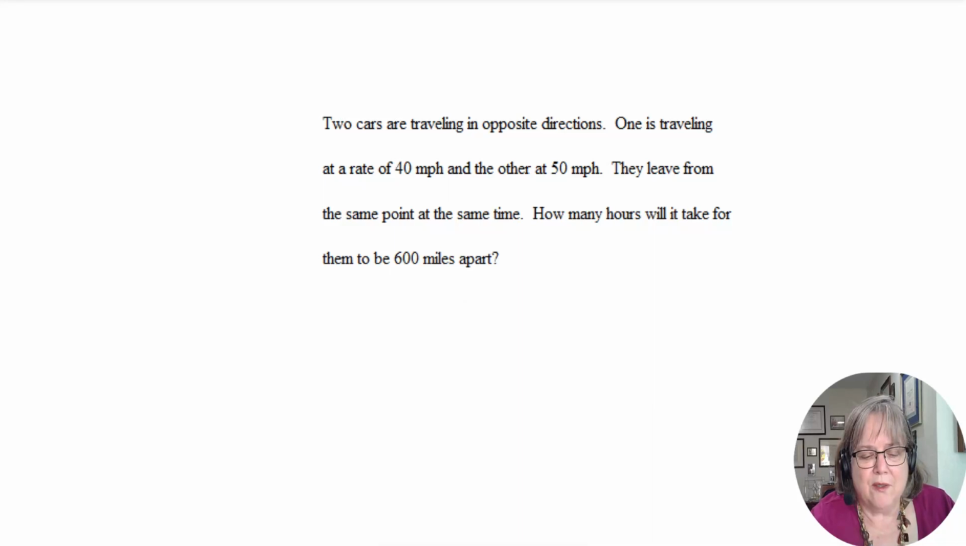And it says 2 cars are traveling in opposite directions. One's traveling at a rate of 40 miles per hour, the other at 50 miles per hour. They leave from the same point at the same time. How many hours will it take for them to be 600 miles apart?